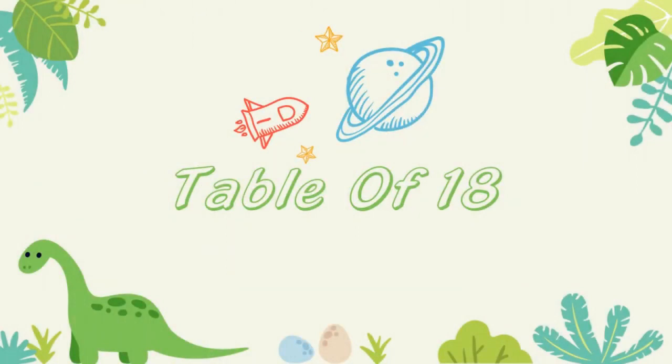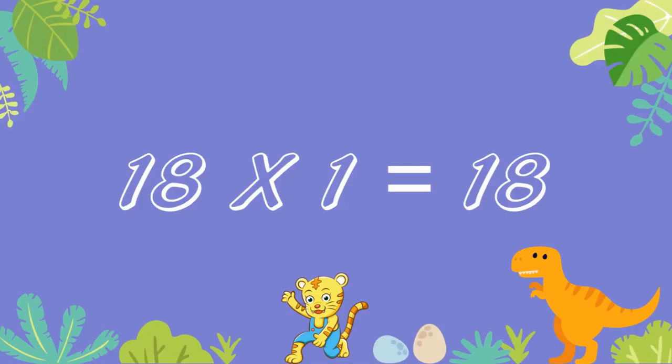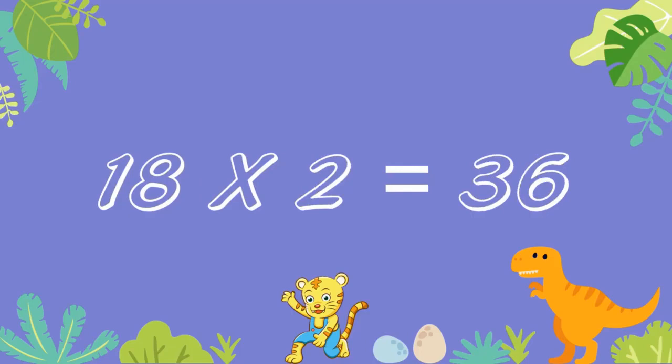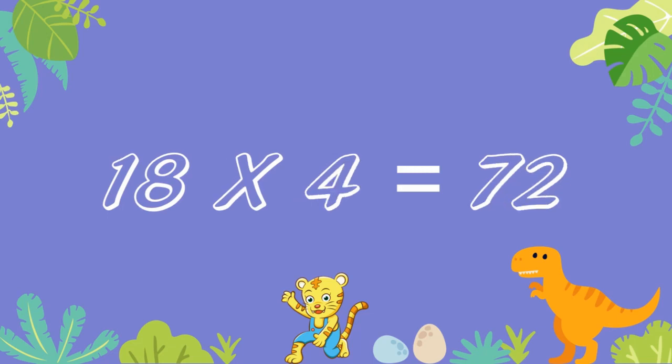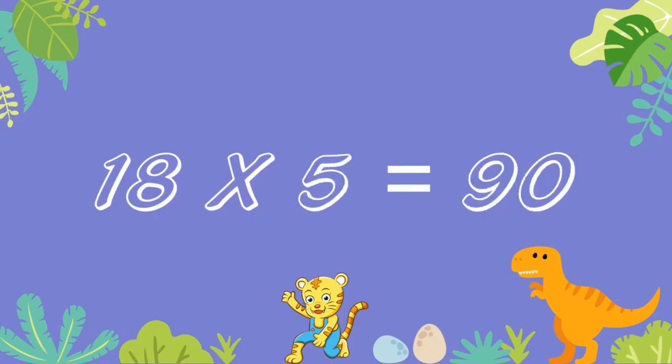Table of 18. 18 ones are 18. 18 twos are 36. 18 threes are 54. 18 fours are 72. 18 fives are 90.